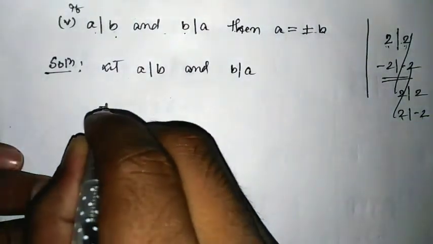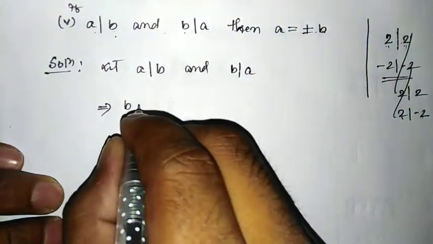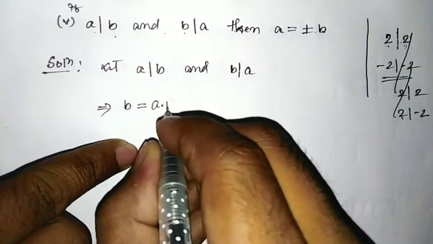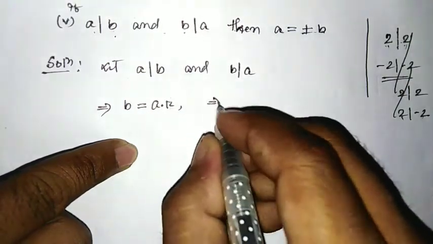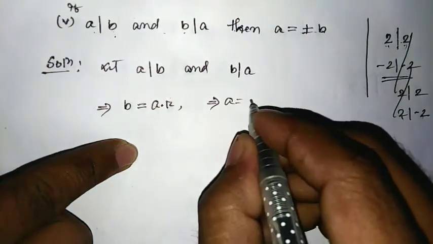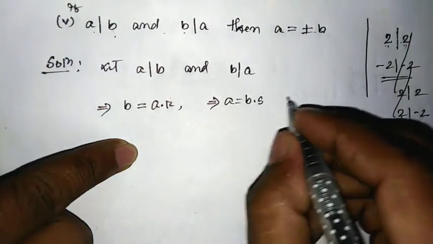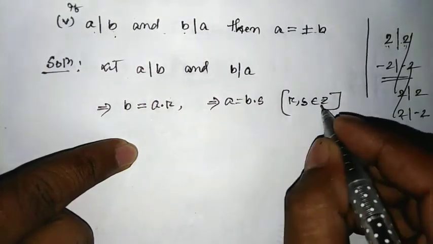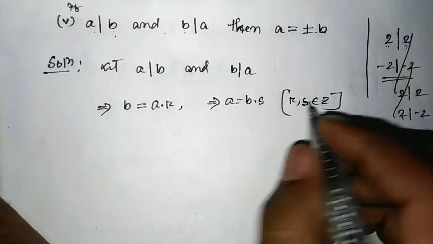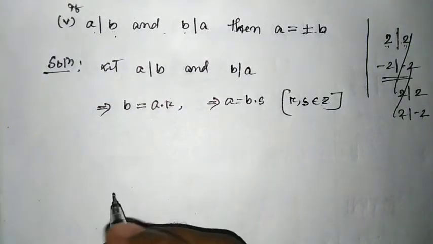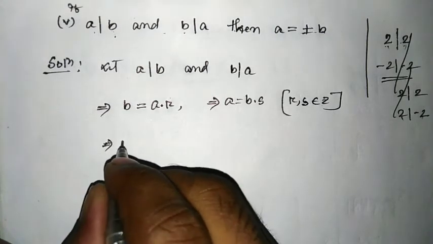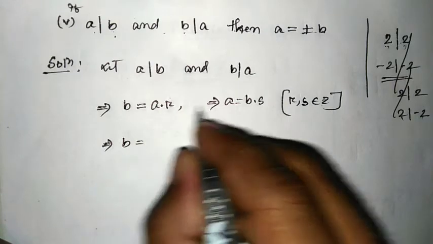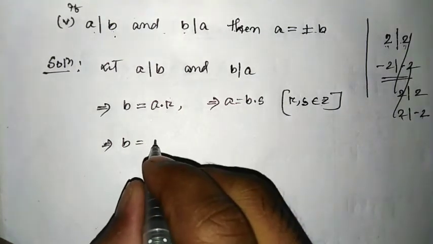So let's take A divides B and B divides A. From this line, A divides B means B is equal to A into something, A into R. And B divides A means A is equal to B into something, suppose S, where R and S belong to Z, that means R and S are some integers.